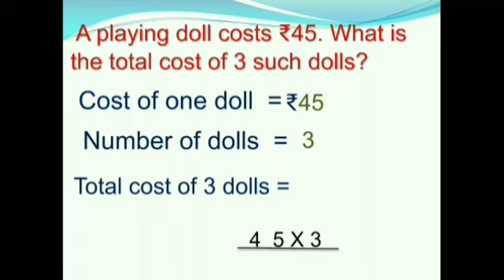We should multiply 45 by 3. First we should multiply 3 and 5. 3 fives are 15. Write 1 carry above the 4 and write 5 below the 5. Next we should multiply 3 and 4. 3 fours are 12. 12 plus 1, 13.